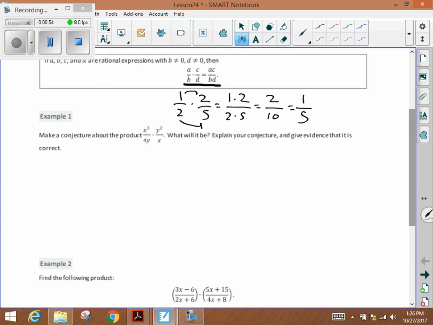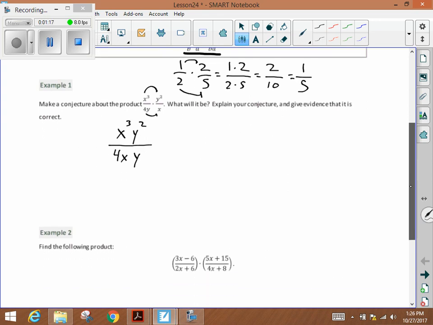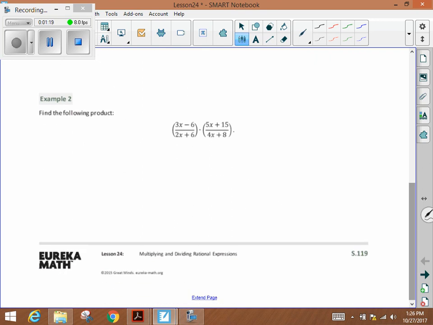So with this one, what we'll be doing is multiplying x cubed times y squared. And because there are no like terms, and the bases aren't the same, we're just going to write that as x cubed y squared. And now we're going to multiply 4y times x, and that's just the same thing as 4 times x times y. Real simple. And let's step it up about 5 notches here and find this product. Guys, the trick with these every single time is going to be to factor.